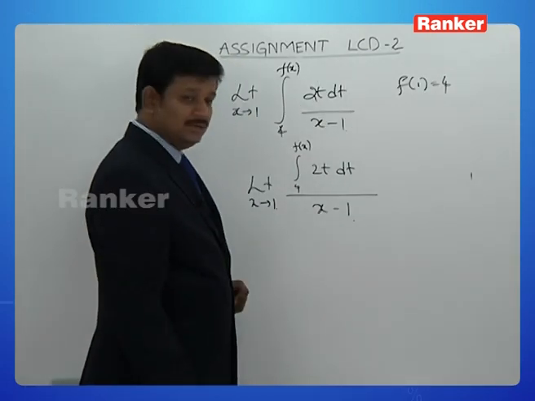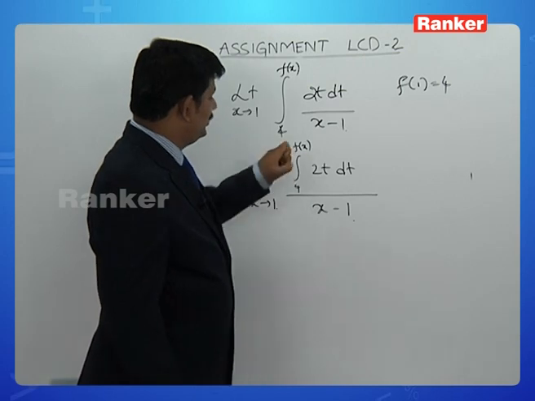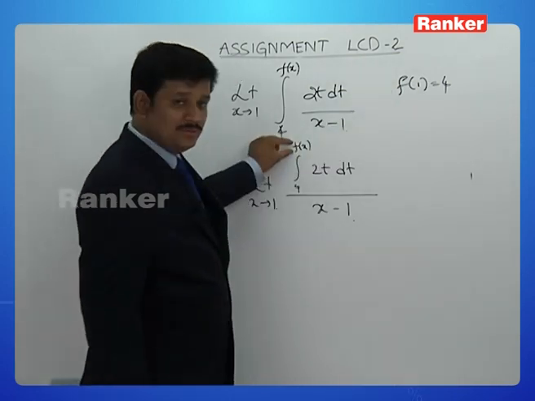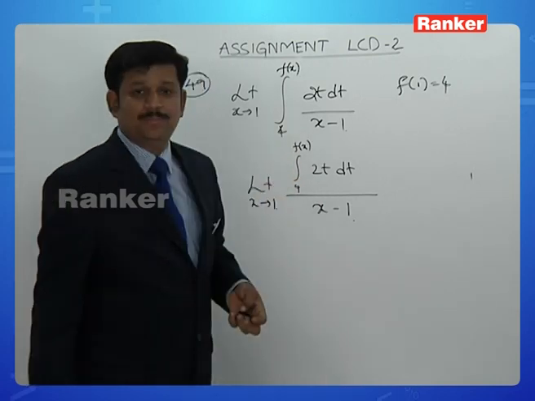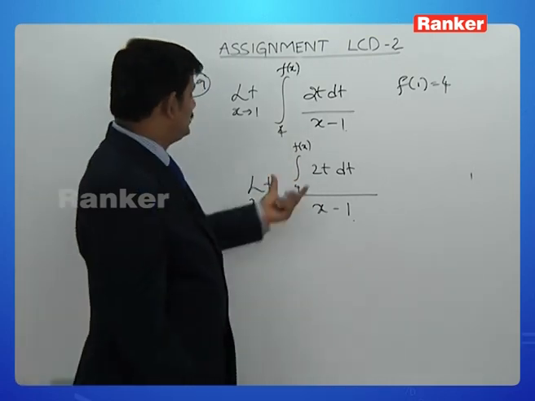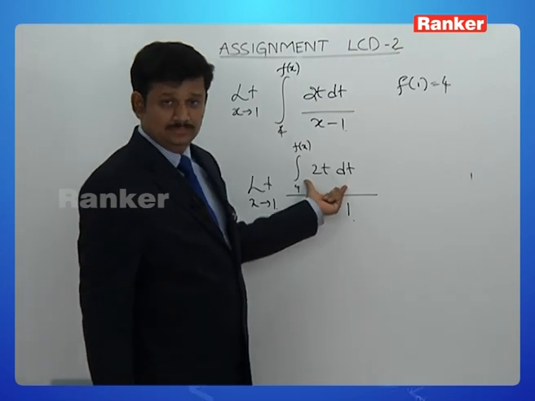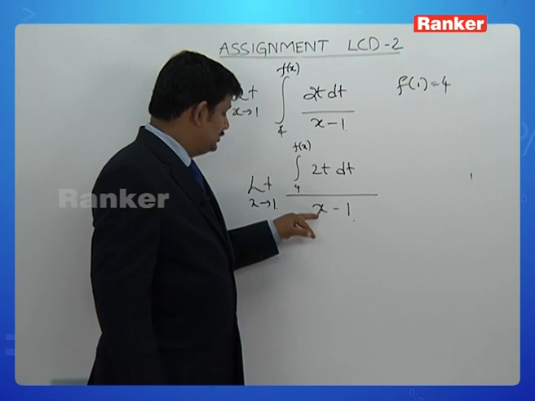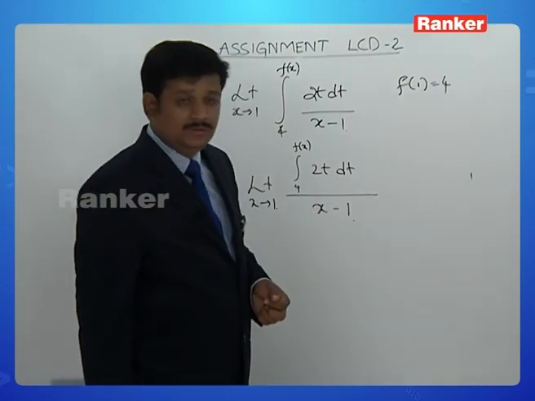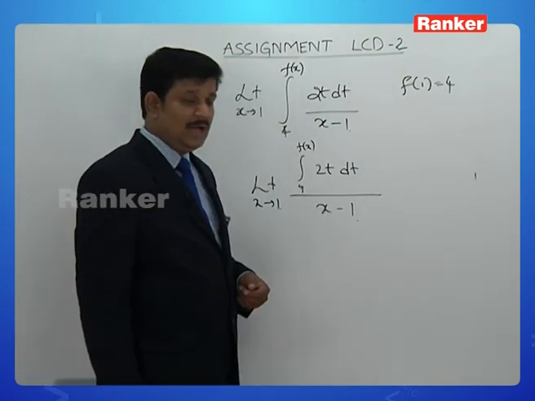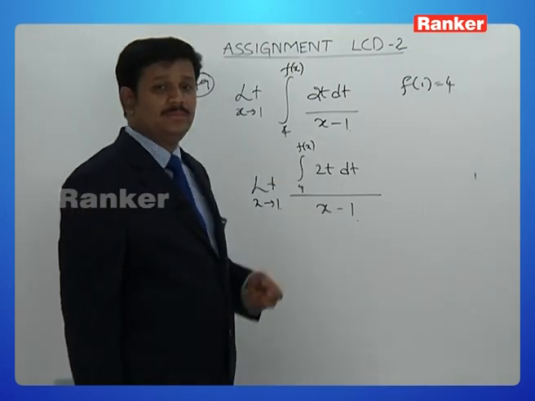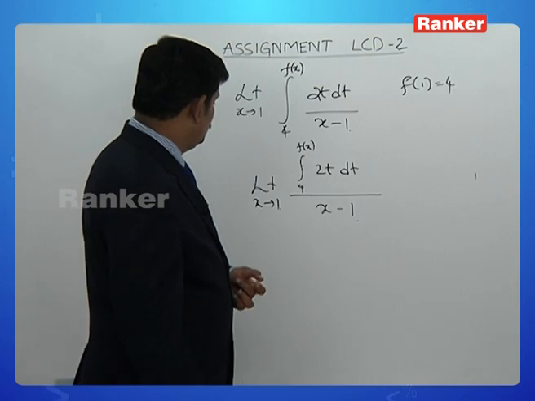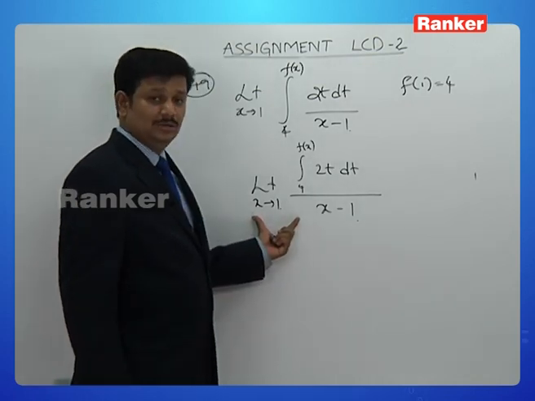As x tends to 1, the upper limit would be f of 1, and f of 1 is given to be 4. So the integral from 4 to 4 is a point integral, which comes out to be 0. So the numerator is tending to 0, the denominator is tending to 0, this is a 0 by 0 form, and in order to evaluate this 0 by 0 form, let us go for the Newton-Leibniz rule and also L'Hospital rule.